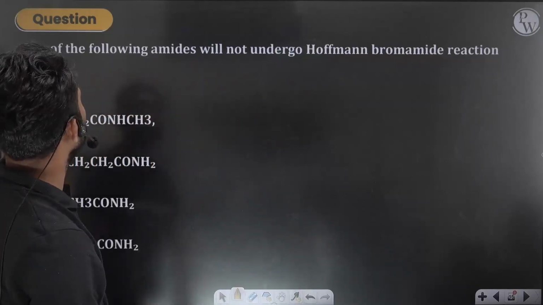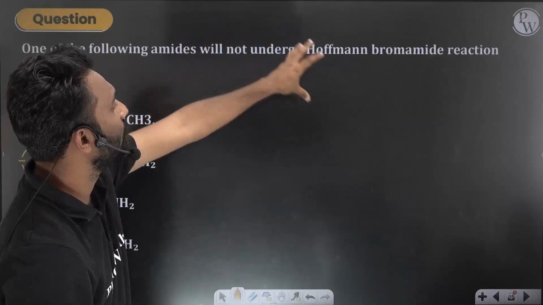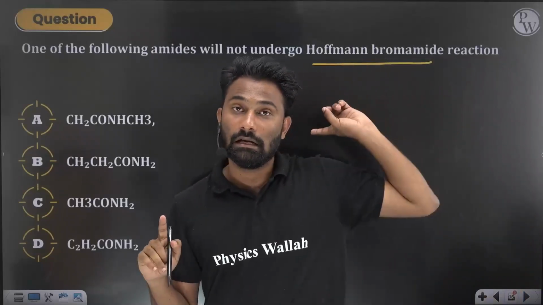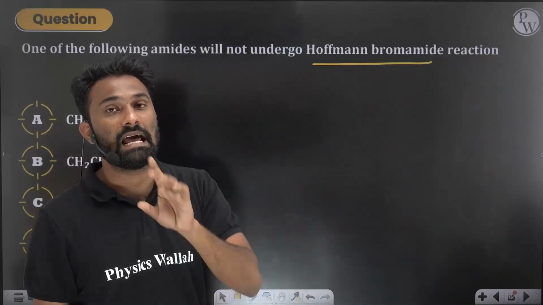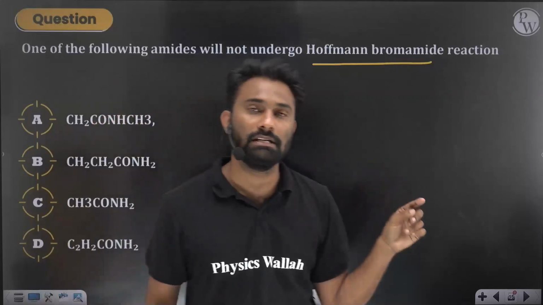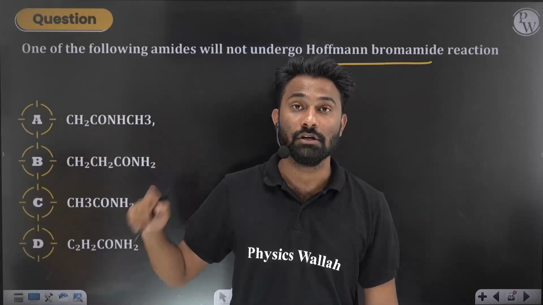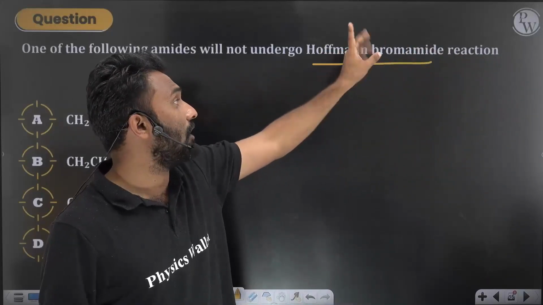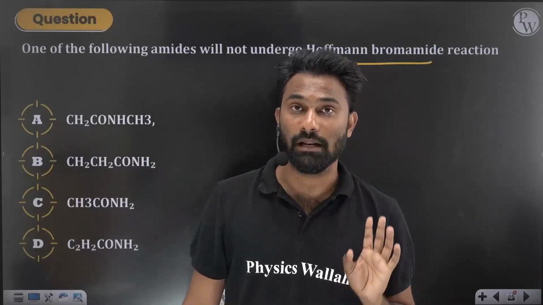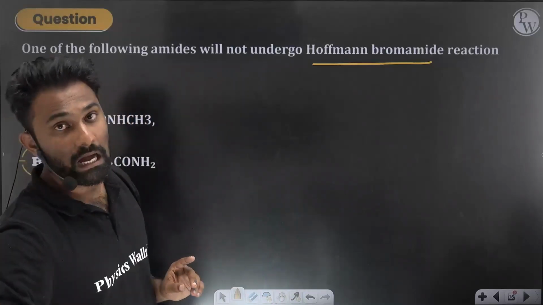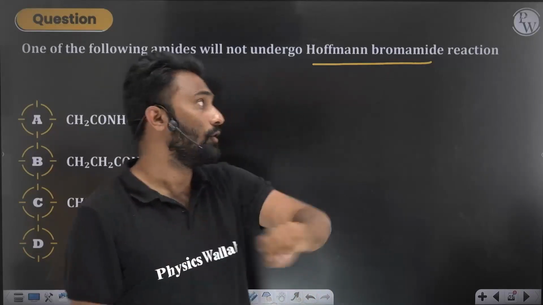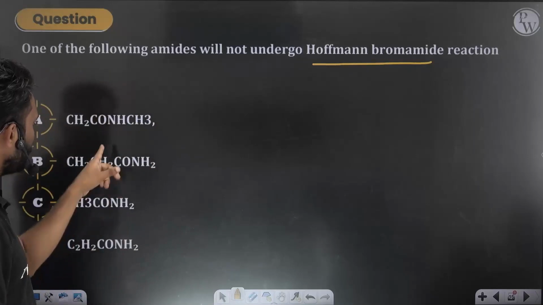Which one of the following amides will not undergo the Hofmann bromamide reaction? This concept is asked repeatedly in KCET. These are previous year KCET questions also. Plenty of questions were asked on one concept. Which concept? The Hofmann bromamide reaction. For the Hofmann bromamide reaction to happen, it should have the primary amide. In the Hofmann bromamide reaction, there is a descent of one carbon, so one carbon will be less in the product. It should have the primary amide.